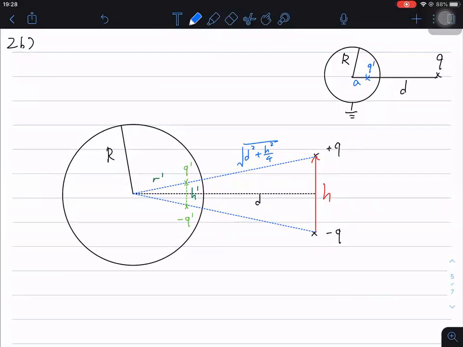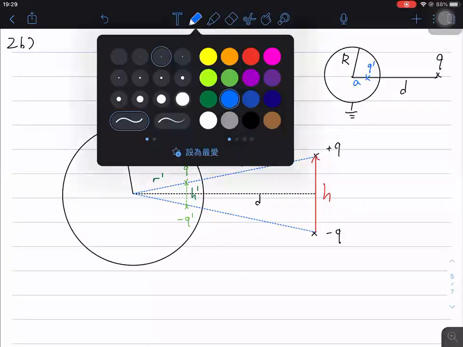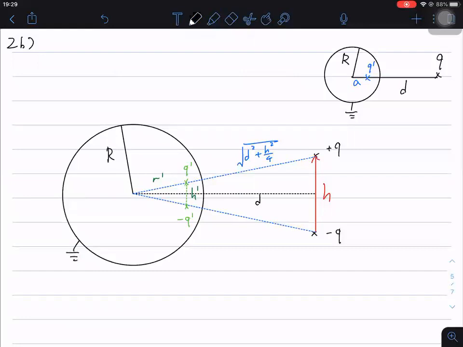So for question 2B, here we have a hollow spherical conductor, like this. And then we have a dipole P outside the conductor, and you are asked to find the potential over the whole space, the potential phi over the whole space.